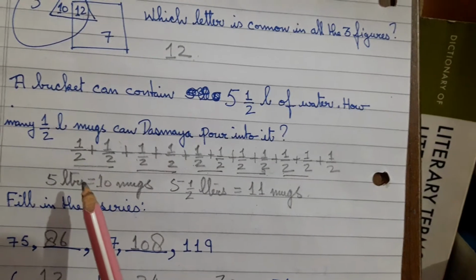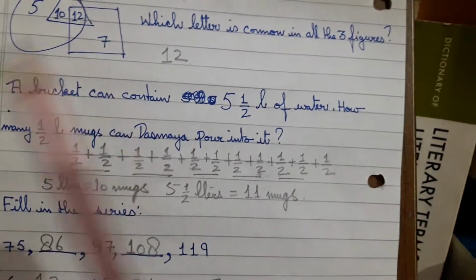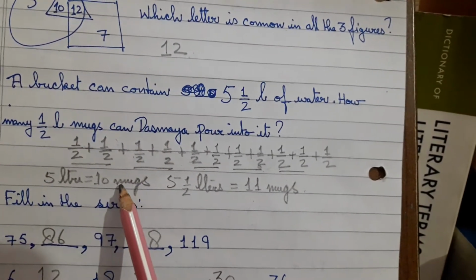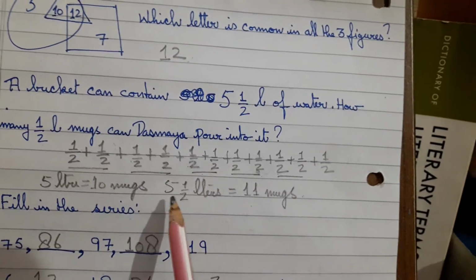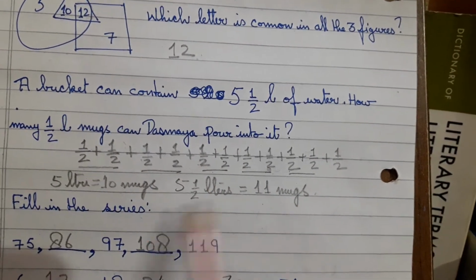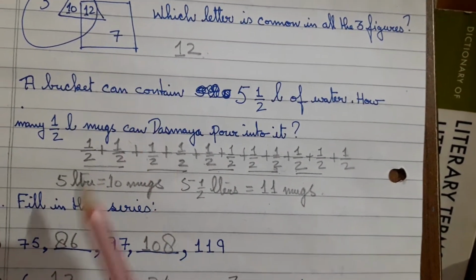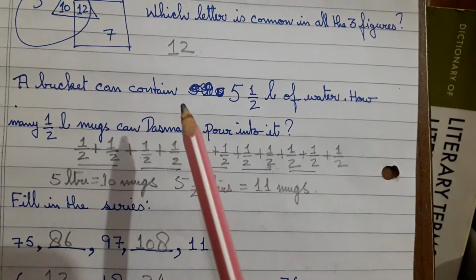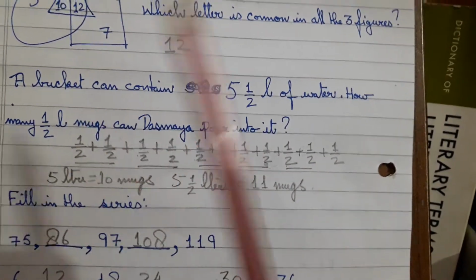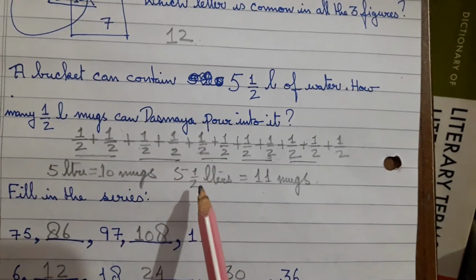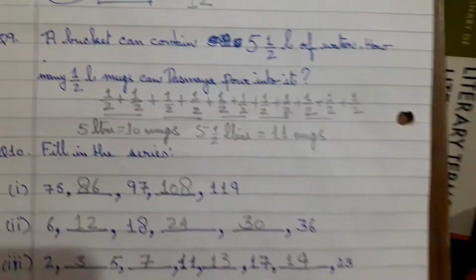half a liter mug, right? So for 5 liters, you'll just require the double. So you'll require 10 mugs, and for 5.5 liters, you will require 11 mugs. Simple, right? So half a liter mug means to make 1 liter you require 2. To make 5 liters you require 10. And 5.5 liters will be 11 mugs.